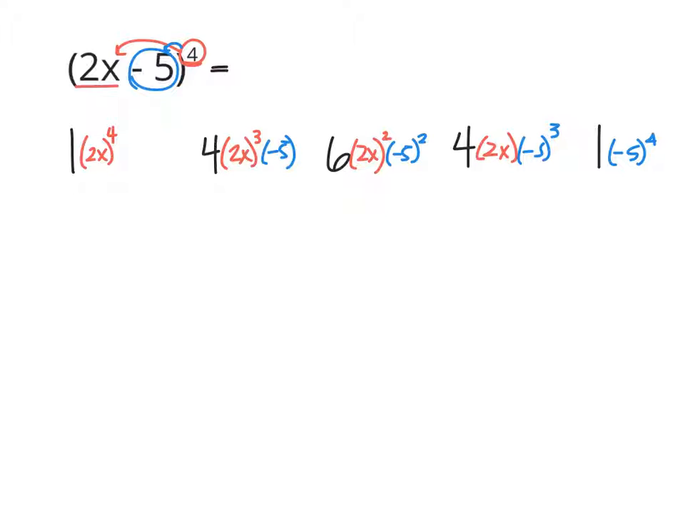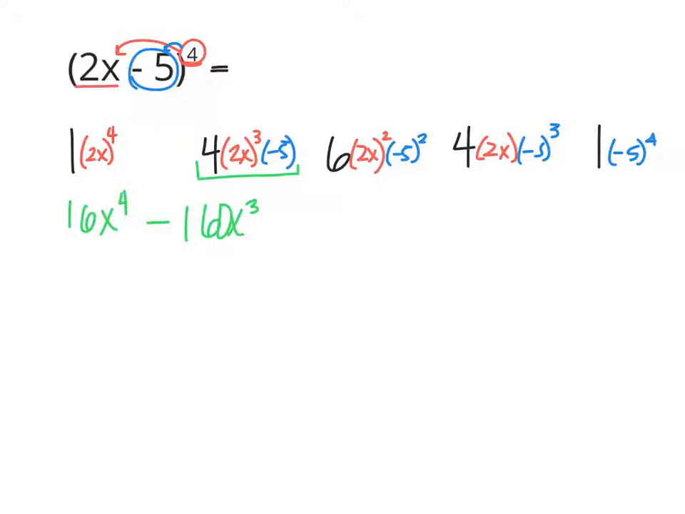So now that I have this set up, you can just use your calculator to simplify this. I know it might not look quick, but this is definitely way quicker than having to write that 4 times and distribute that many times. So if I just go through and simplify all of my terms separately, I'm going to get, let's see, this first one is 16x to the fourth. And then the next one, 4 times 2 to the third times negative 5. I'm getting negative 160x to the third. Then 6 times 2 squared times negative 5 squared.